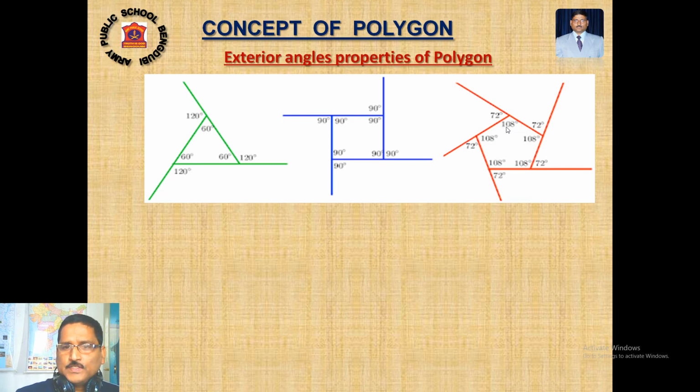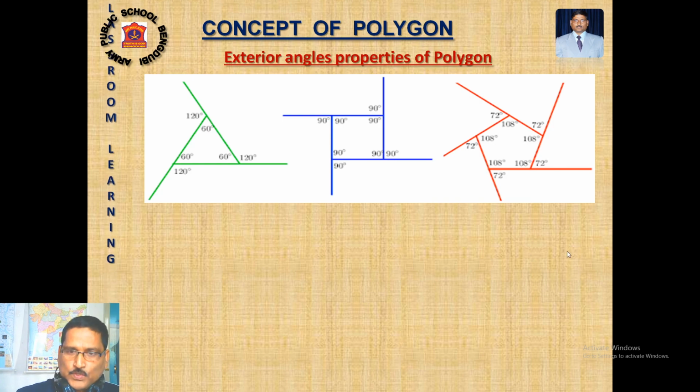Okay, so it is a regular pentagon. Each interior angle is mentioned as 108. Then the outside angle will be, okay, 180 minus 108, that is 72. So in each case, if the interior angles are equal, then the exterior angles will also be equal. It will be possible only if the figure is a polygon, a regular polygon. Okay, a regular convex polygon.